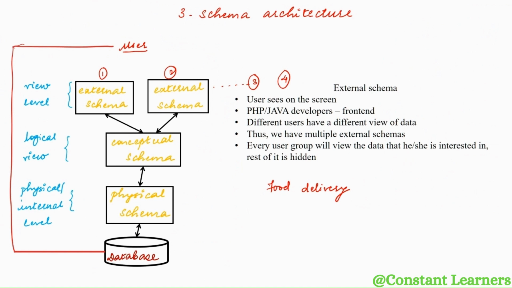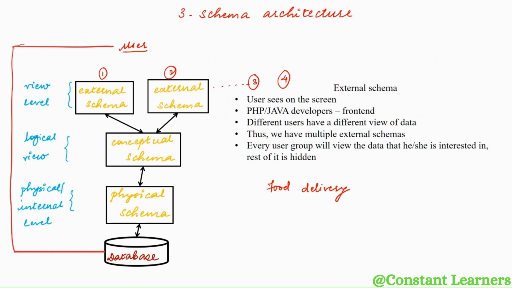So their view of data will be entirely different from the consumer's view of data. Similarly, if we talk about a food delivery rider, the person who is delivering the food, he will have an entirely different view of data. What he will view on his screen is that he is receiving a delivery order, which restaurant he needs to pick up the food from, and which customer he needs to drop the package at, right?